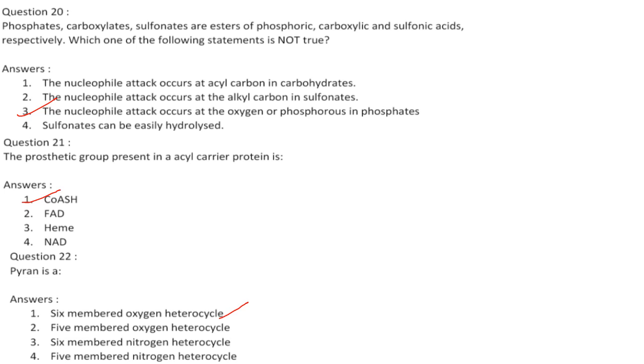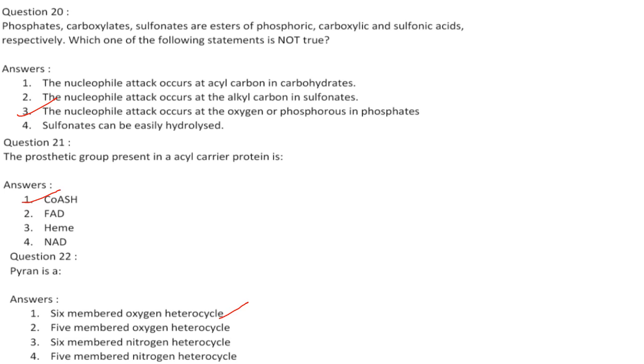Then phosphates, carboxylates, sulfonates are esters of phosphoric, carboxylic and sulfonic acid respectively. Which one of the following statements is not true? So answer is option 3, that the nucleophile attack occurs at the oxygen or phosphorus in phosphates. It is not phosphorus, it is on phosphoanhydride. Answer is option 3. Next one. The prosthetic group present in acyl carrier protein is, it is CoASH.